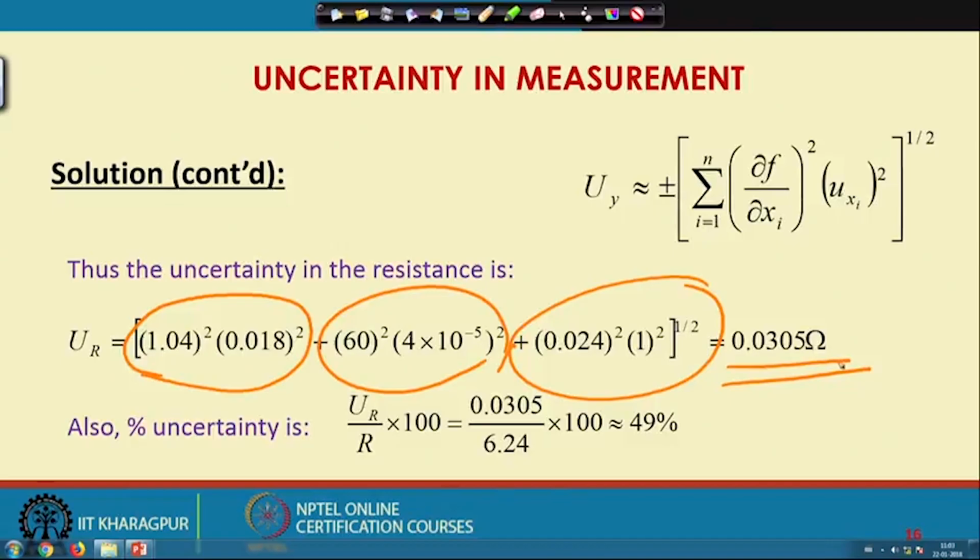We can also express it as percentage uncertainty. So, percentage uncertainty is given as UR divided by R into 100. This R is that nominal resistance. So, if I compute this, it becomes 49%.